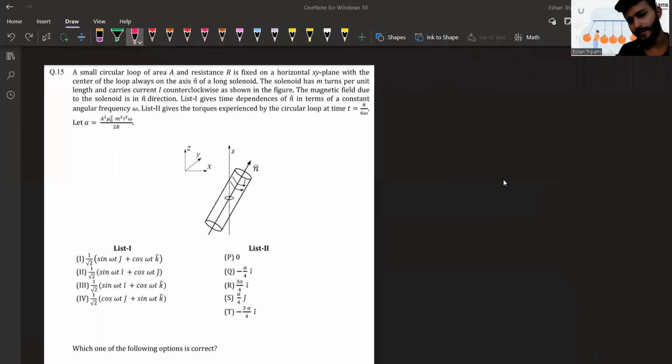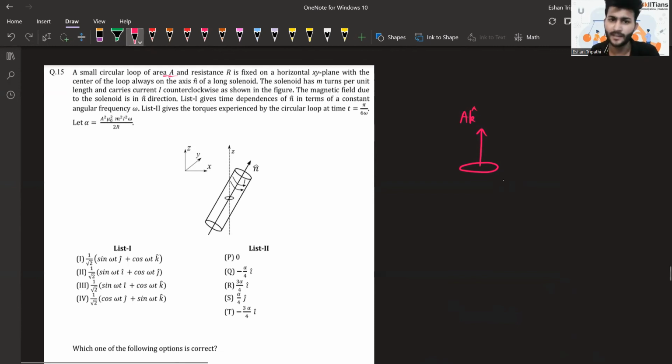Over here, they are saying that there is a coil placed in the XY plane like this. If it's placed in the XY plane, you can imagine its area vector is along the z-axis. The circular area is given as A. That means the area vector for this is A K cap. So A K cap is the area vector.